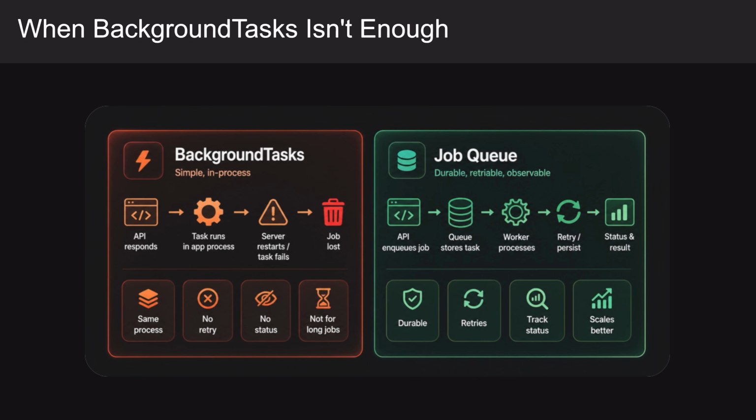Celery with Redis is the most common Python choice. The job queue stores the task persistently, retries on failure, and lets you track job status. Use background tasks for simple fire-and-forget work. Use a job queue when durability and visibility matter.